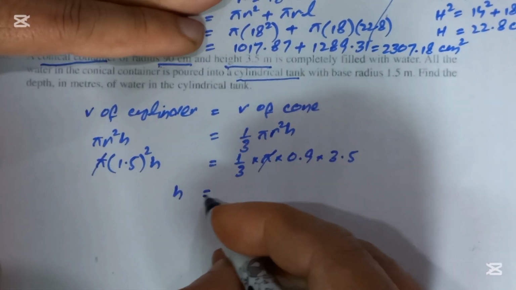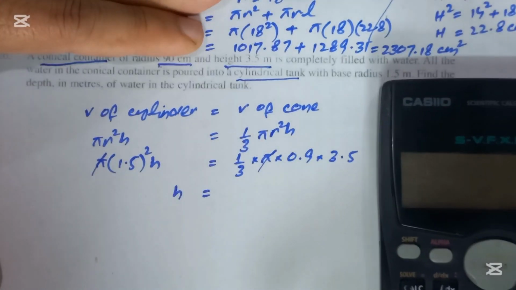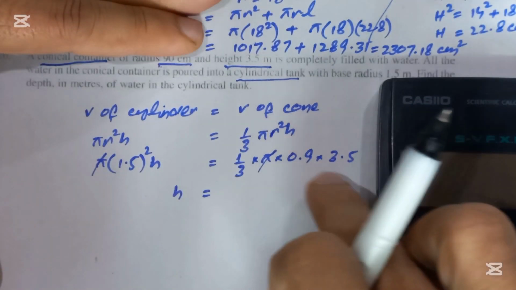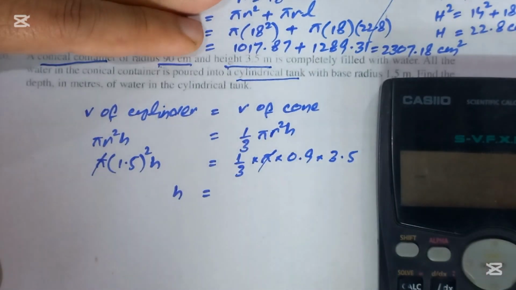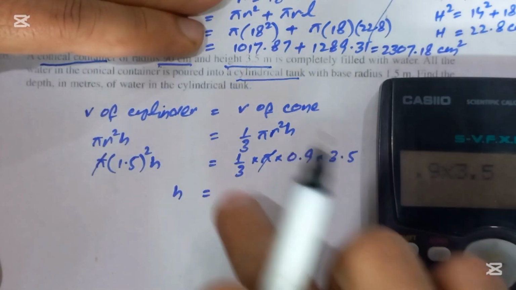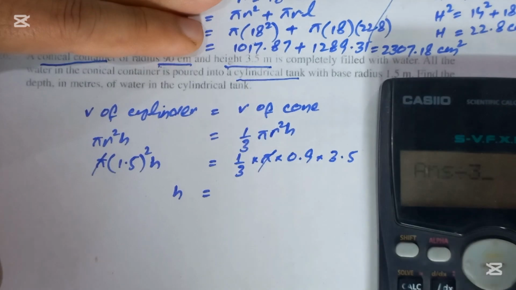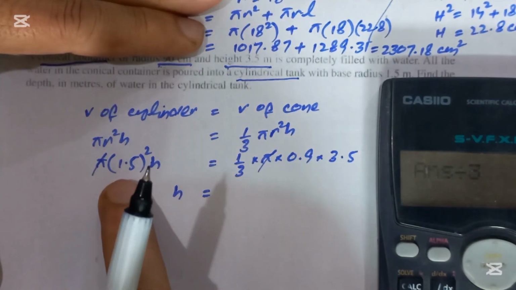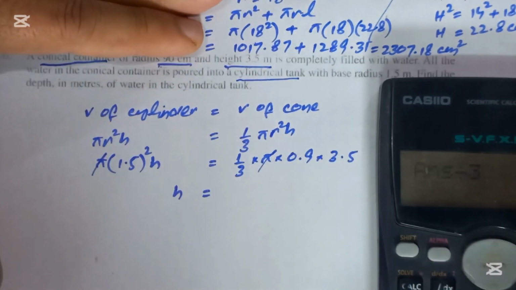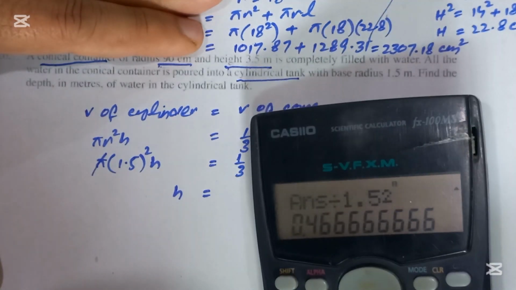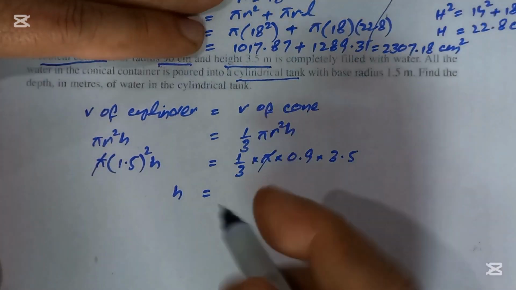So this h will be equal to 0.9 multiplied by 3.5, 0.9 multiplied by 3.5 equal to this divided by 3, and this factor will move to the right side, so divided by 1.5 square, and the final answer is 0.47 meters.